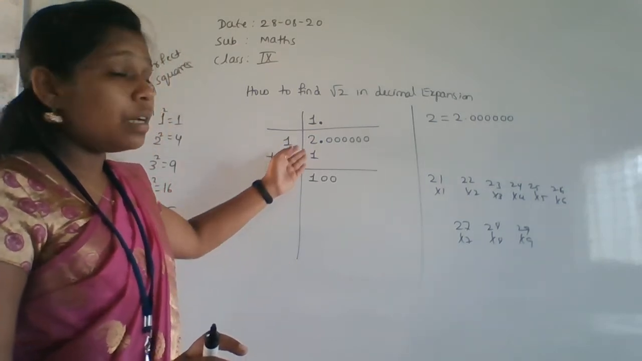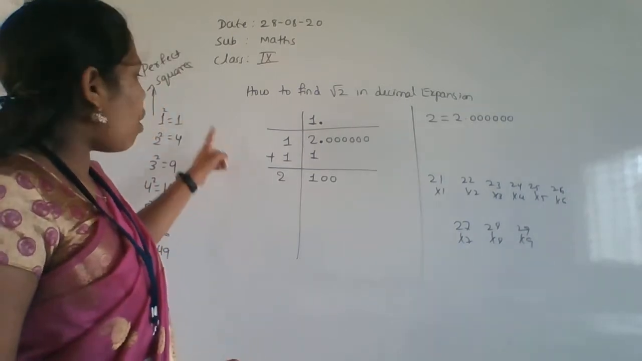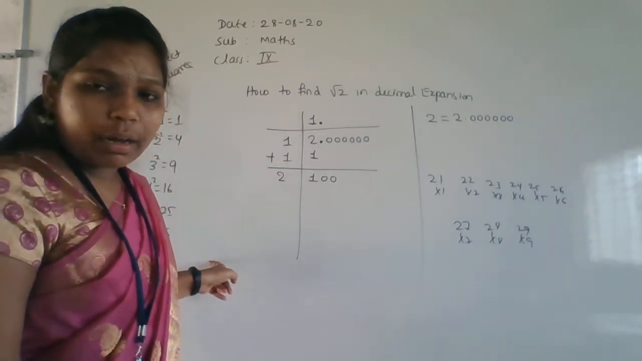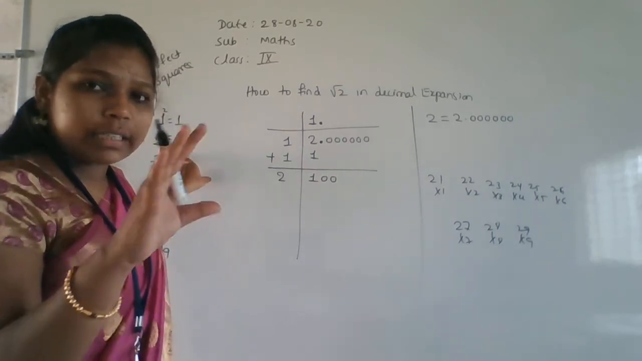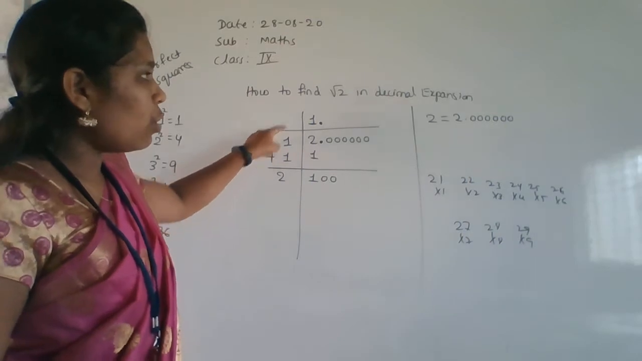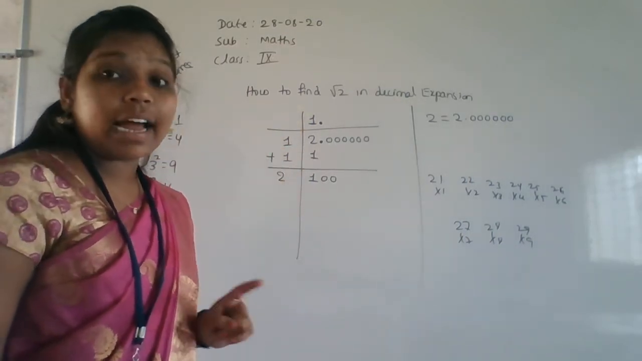Here 5 is there, means if we take 5, 5 ones are 5, it's not correct. Only you have to take the perfect square numbers, means 2 square is 4, so we can take 4 for the number 5. So write here 2 and here 2, 2 twos are 4. Next 5 minus 4 is 1, like that we have to do.